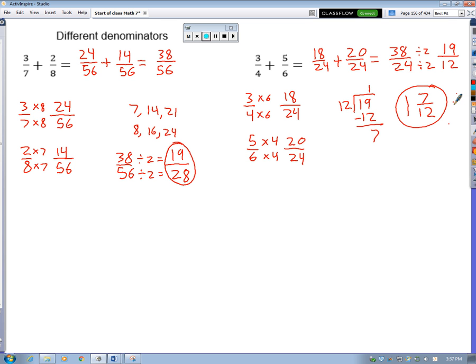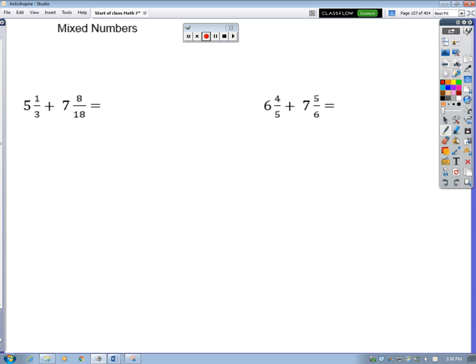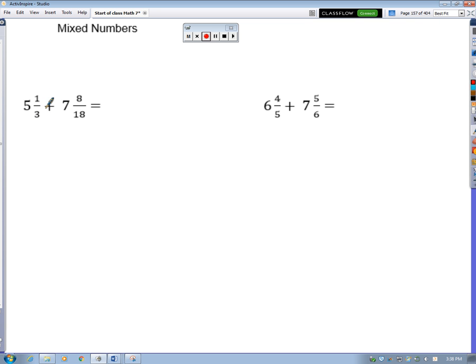Alright, let's do a review if we have mixed numbers. Okay, the steps are pretty much going to be the same. We're just going to add on one extra step because we got these whole numbers to deal with. Okay, so here I have 5 1/3 plus 7 and 8 over 18. I cannot add them the way they are right now because these two numbers are not the same. Okay, they are not in common. So what I can do is I can find a common denominator for 3 and 18.